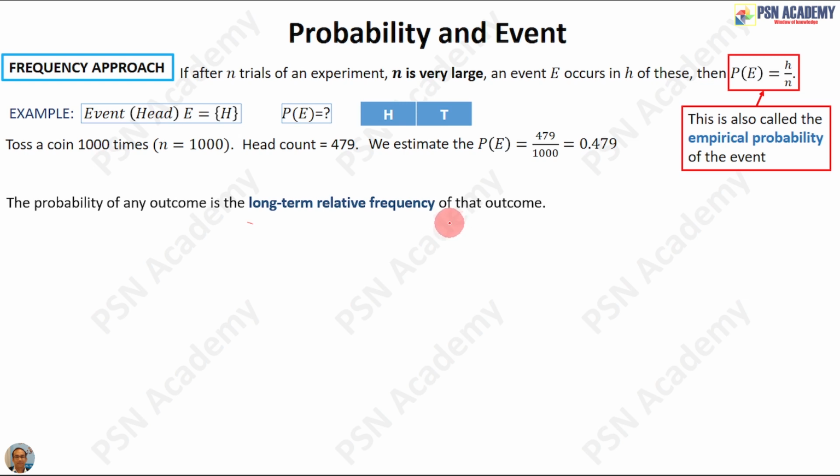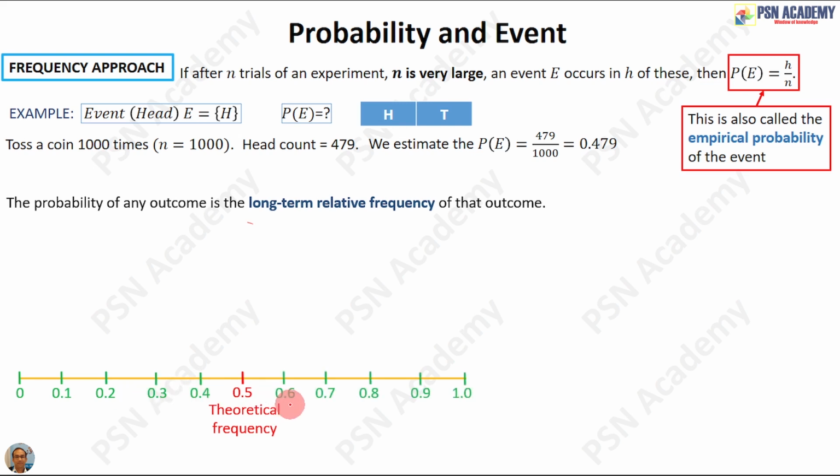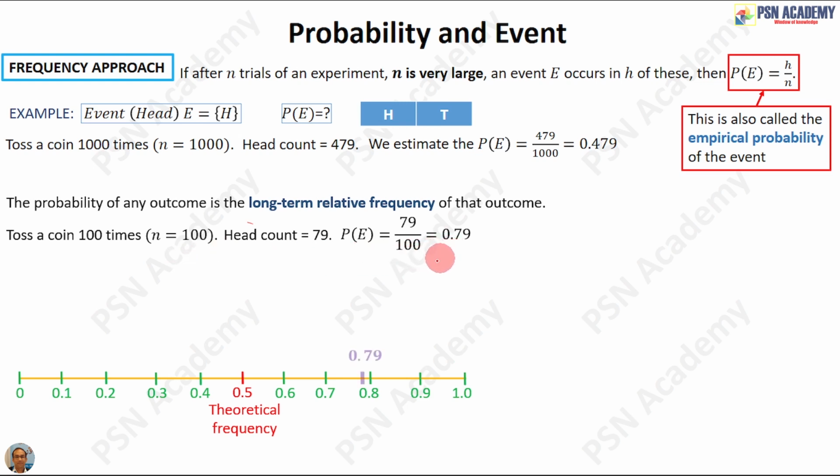Let's go for an interesting observation. Here we have the point that is 0.5 and this is our theoretical frequency. On the left hand side we have got 0 to 0.4 and on the right hand side we have got 0.6 to 1. So this is our whole range of probabilities from 0 to 1. Now we tossed a coin 100 times. We got head count 79 instead of 50. So our probability is 0.79. That stands here. So there is a deviation between the theoretical frequency 0.5 and the observed frequency, that is 0.79, and the amount of deviation is 0.29.